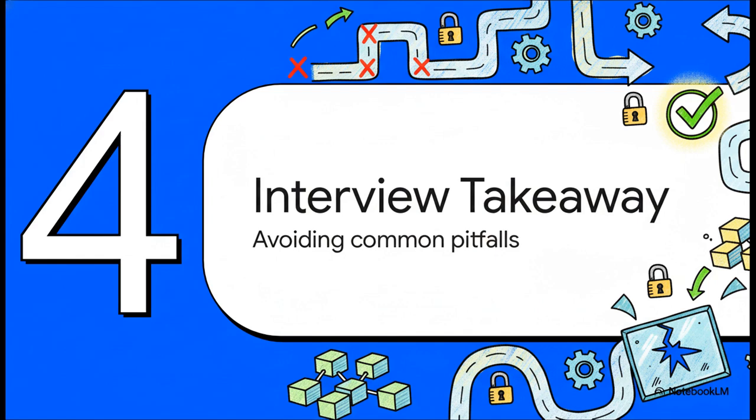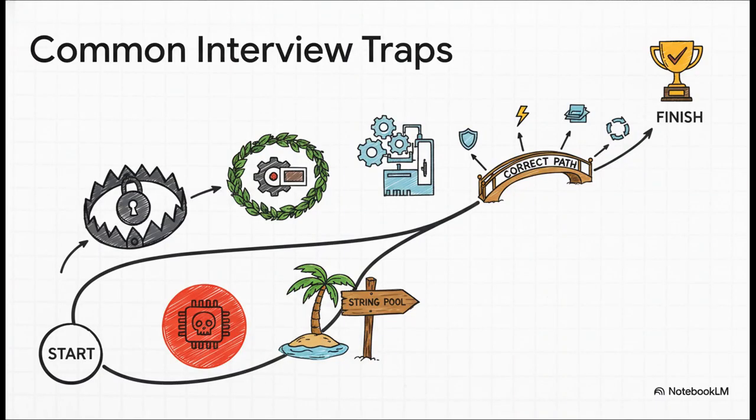Okay, let's pull all of this together. Knowing the theory is one thing, but knowing how to talk about it and what mistakes to avoid is what's really going to make you stand out in an interview. So here are the common traps. First, don't ever say that thread safety just means slapping the synchronized keyword on everything. That's slow and dangerous. Second, don't think atomic variables are some magic bullet. They're great, but they only solve problems for simple single values.